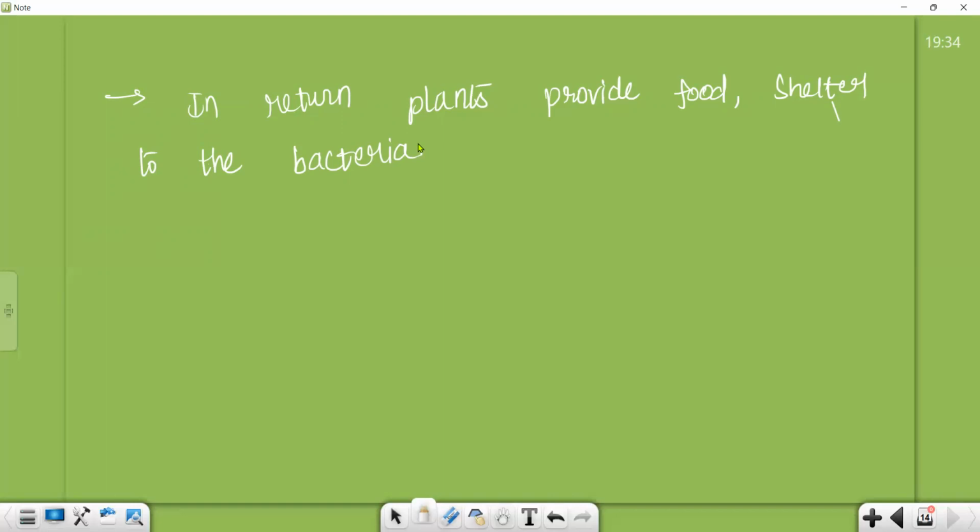Yes, ma'am. So now, which kind of relationship is this, where both are benefited? The rhizobium bacteria is benefited as well as the plant is benefited. So this kind of relationship is called a symbiotic relationship. Understood?